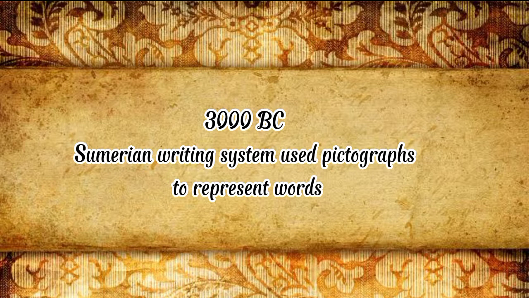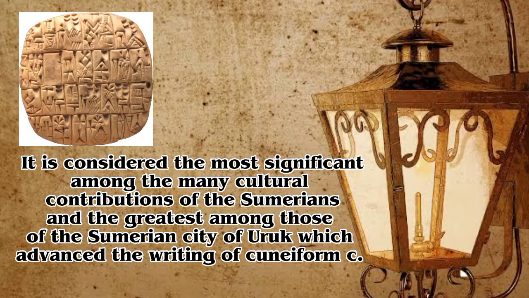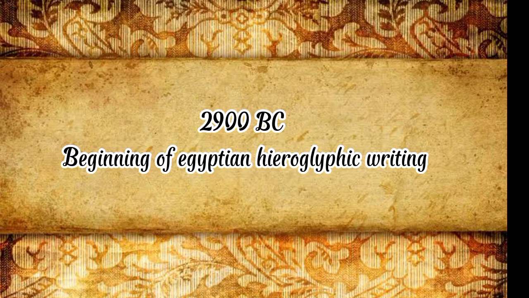So in 3000 BC, Sumerian writing system used pictographs to represent words. It is considered the most significant among the many cultural contributions of the Sumerians and the greatest among those of the Sumerian city of Uruk, which advanced the writing of the cuneiforms.